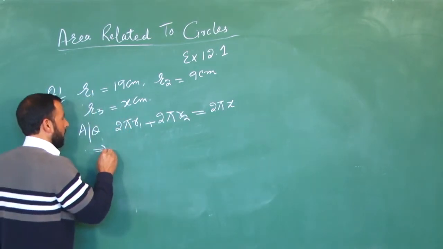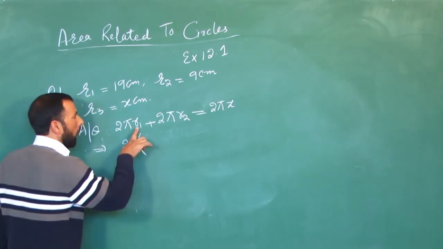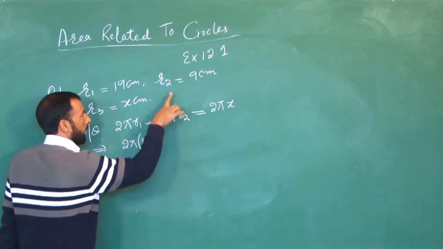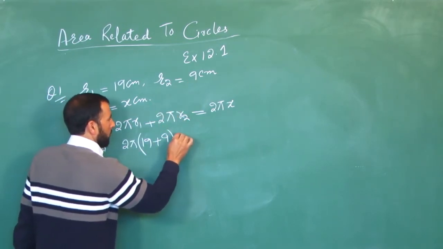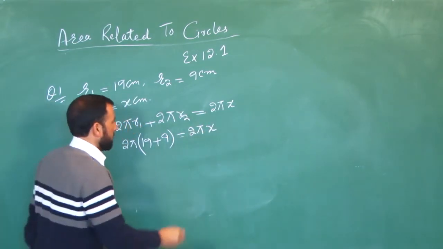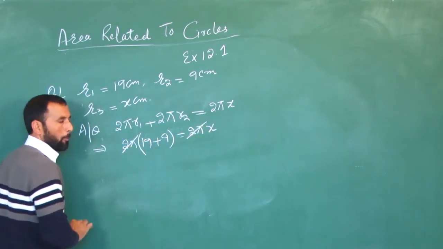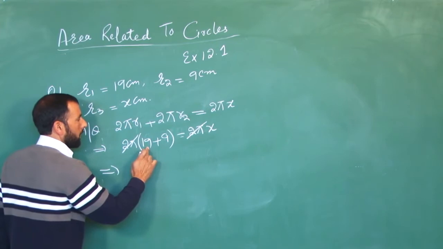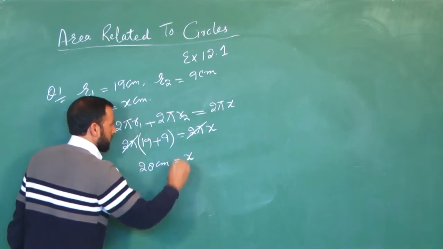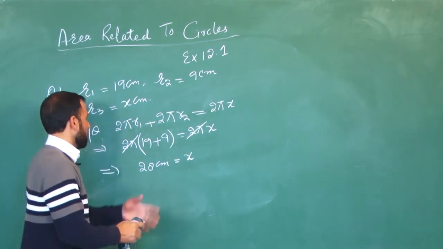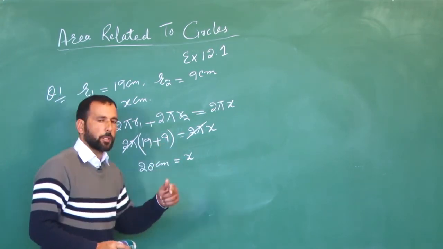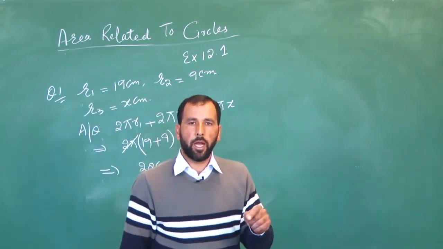So we take 2 pi common: 2 pi into R1. But what is the value of R1? It is 19. 19 plus R2. The value of R2 is 9, is equal to 2 pi x. So what do we have to find here? The value of x. Here 2 pi cancels with this 2 pi. We get 19 plus 9, it is 28 centimeter, equal to x. So the radius of the third circle is equal to 28 centimeter.